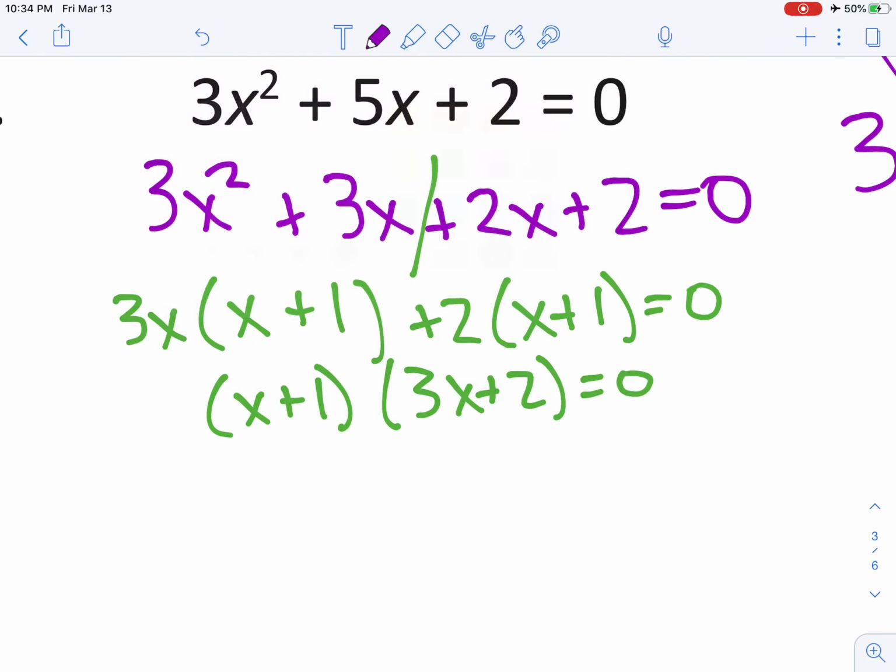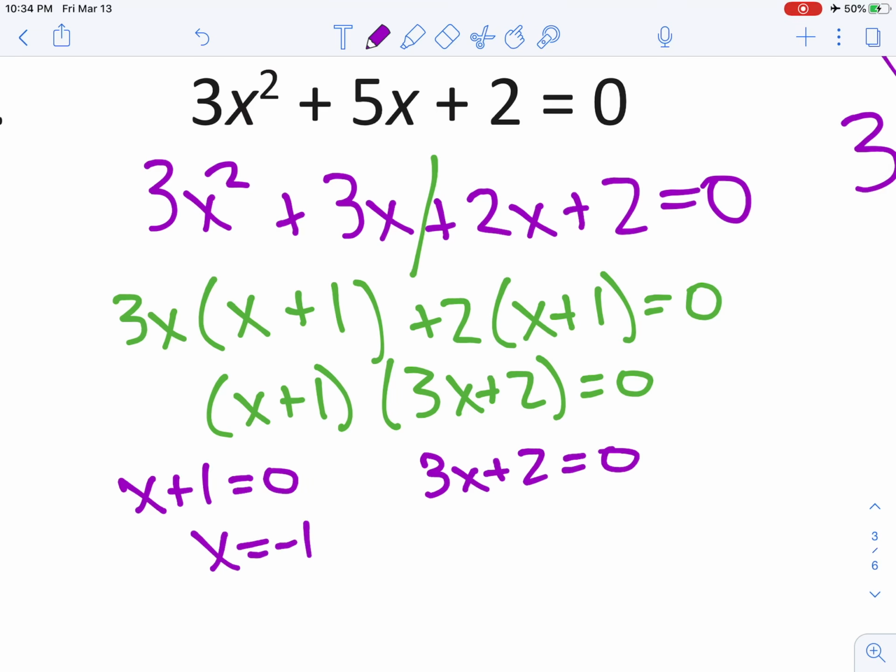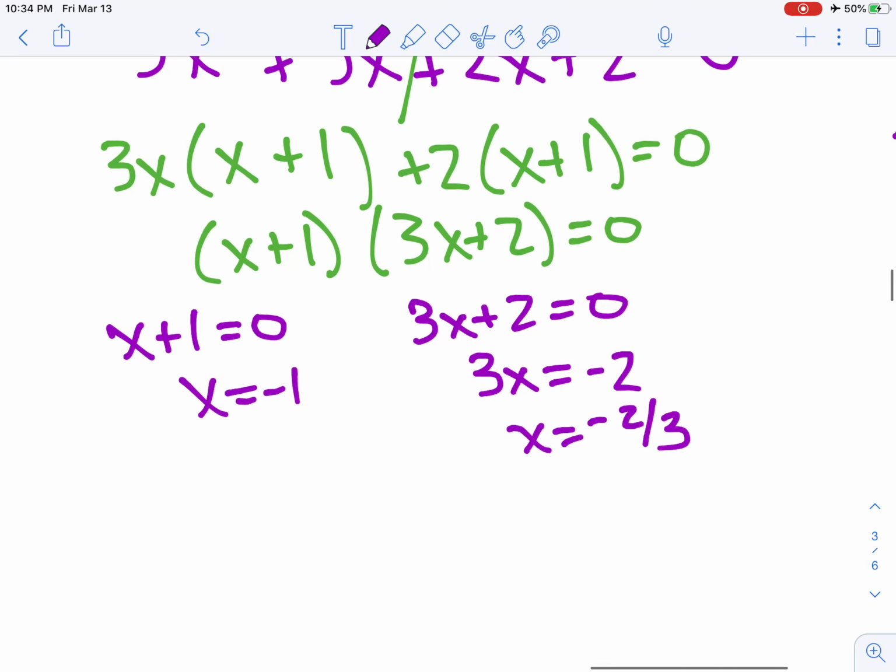Oh, now it's just like the problems that I did the other day where I found the zeros. So I split them up. X plus 1 equals 0. 3x plus 2 equals 0. This would get me negative 1. This one, 3x equals negative 2. So x equals negative 2/3. So my answer on this one, negative 1 and negative 2/3.